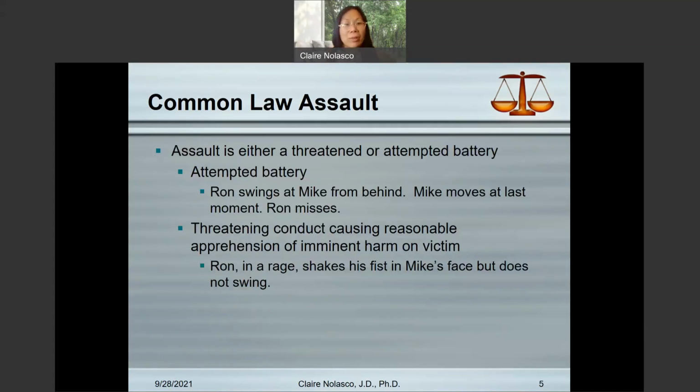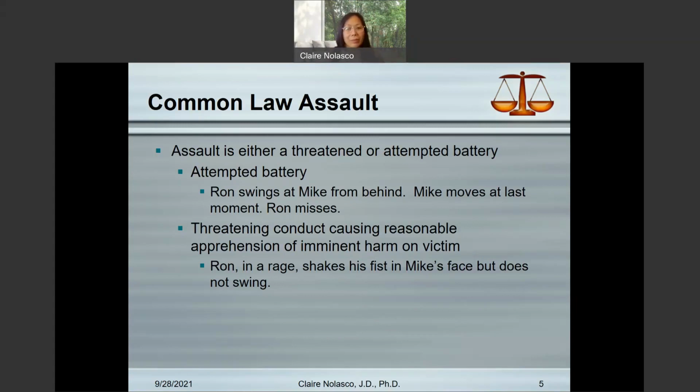Now, the common law definition of assault is either a threatened or attempted battery. Let's look at attempted battery. Ron swings at Mike from behind. Mike moves at the last moment. Ron misses. So this is just attempted battery because Ron was unable to inflict any physical injury on Mike, because Mike moves at the last minute to duck or avoid the punch from behind.